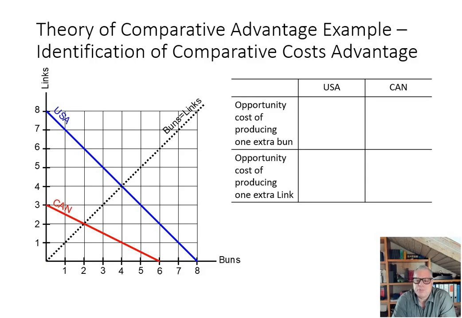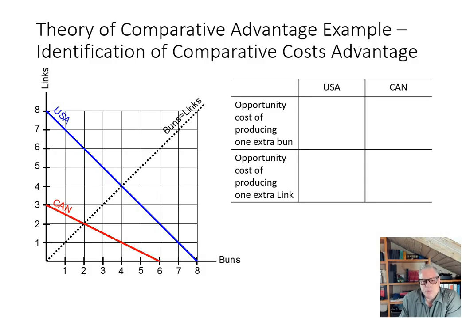And the idea of a comparative cost advantage already incorporates the idea of marginalism. And David Ricardo asked the question, what are the marginal opportunity cost of producing 1 extra bun? Okay, so if we take the United States, what are the opportunity cost of producing 1 extra bun?